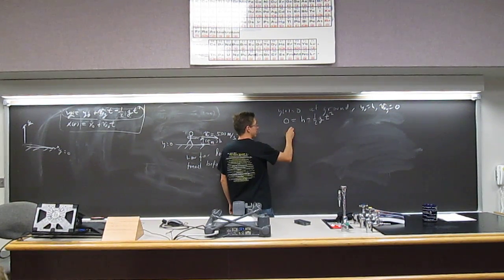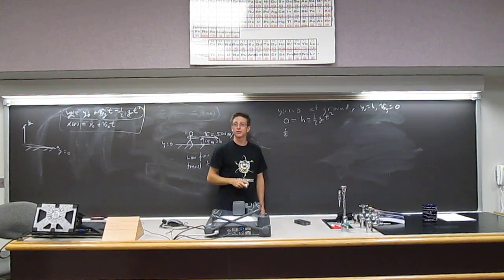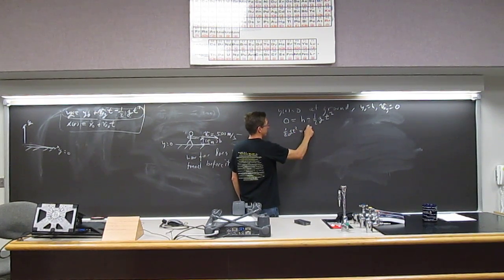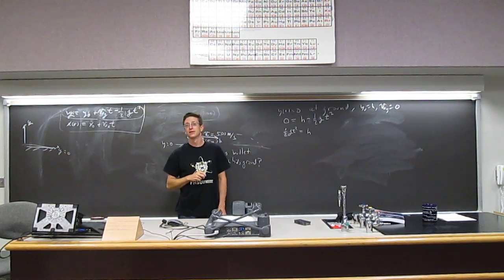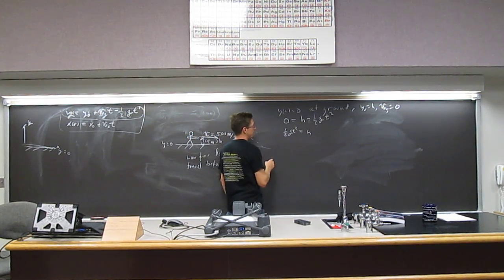So I could write this as, adding this term 1/2 gt squared to both sides, you get 1/2 g t squared is equal to h. Follow that? Multiplied by 2 over g.